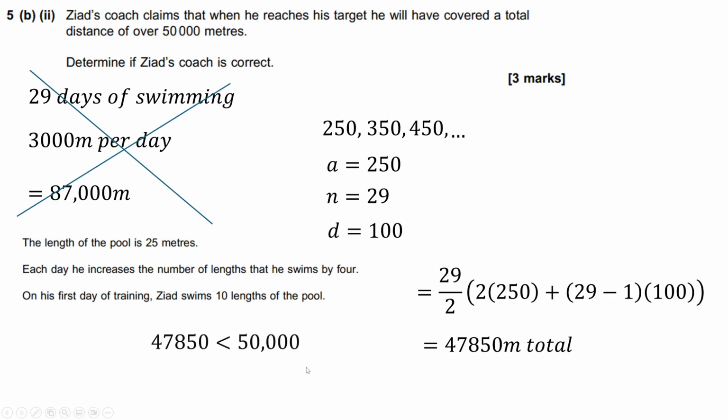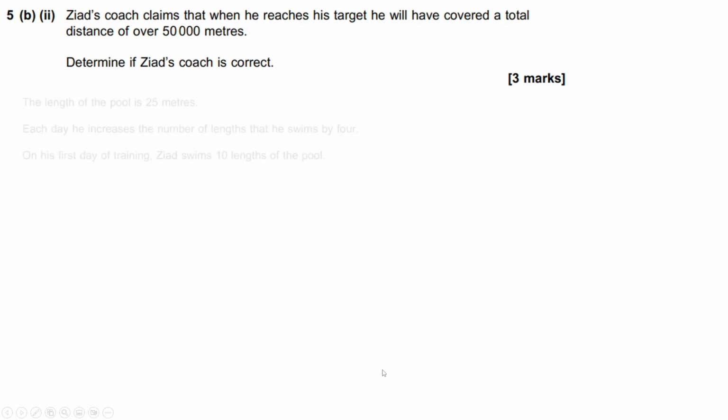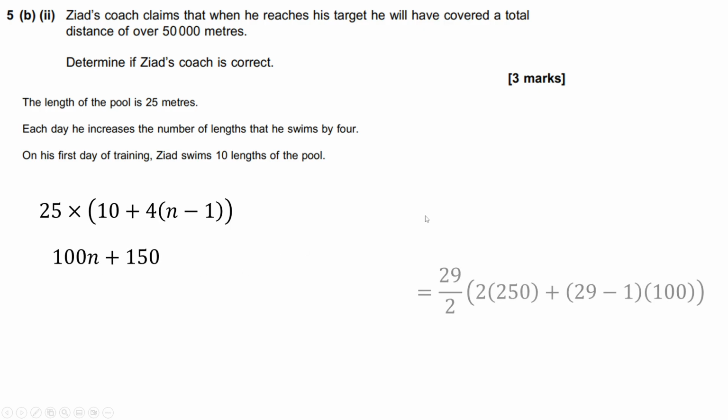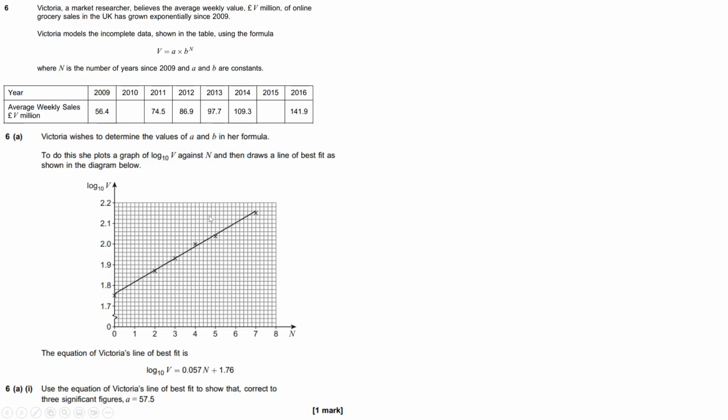This is less than 50,000, so the coach is wrong. I've just shown it here the other way. This is 4n plus 6, which we got last time. So if you convert that into meters by multiplying by 25, and then generate the sequence and do it that way, it's both the exact same. You get the same answer.